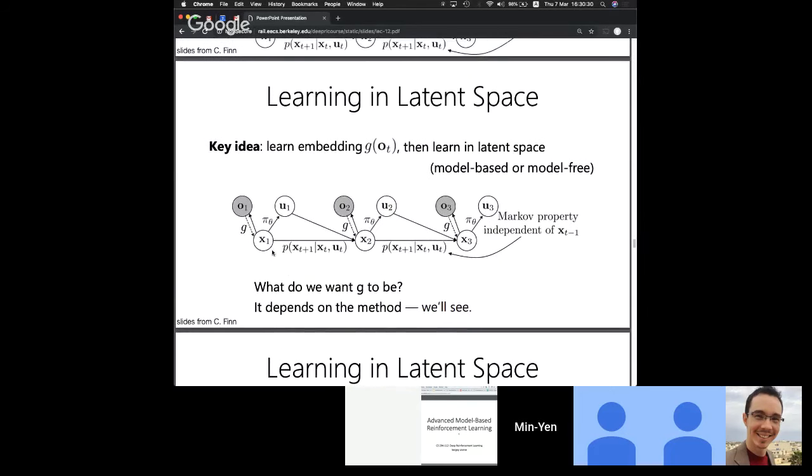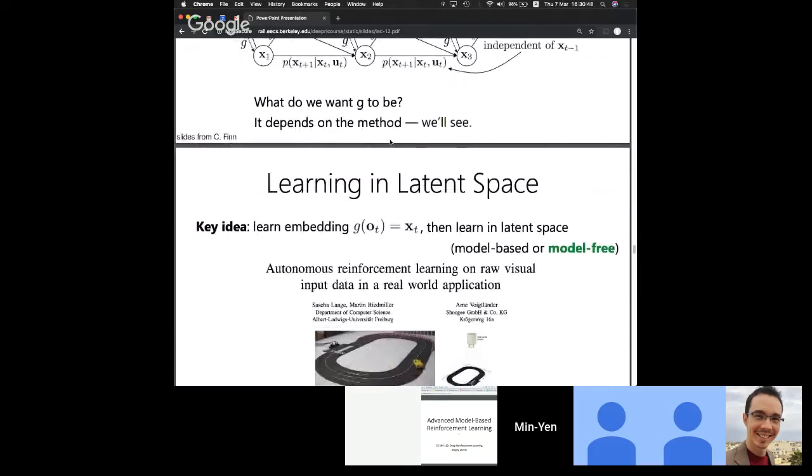Now the question is, how do we define this embedding? It can be defined in an automated manner like autoencoders, and it can also be defined in a way where the network is aware of the end task that it is performing.